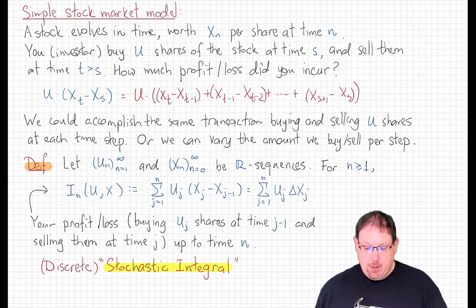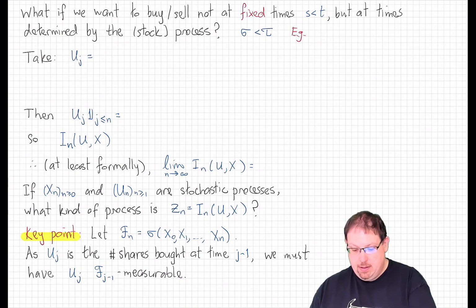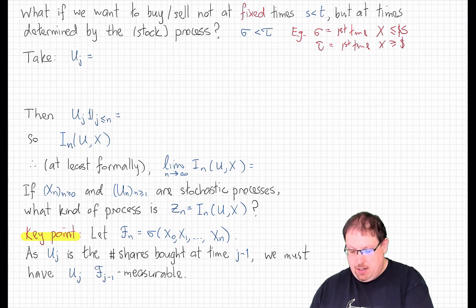At the same time, we also might want to note that our strategy could involve factors that are not at deterministic times, like s and t, but rather might depend on values of the process up to that time. For example, we might not want to buy at a fixed time s and sell at a fixed time t, but rather buy at a random time sigma and sell at a random time tau, where, for example, sigma is the first time that X drops below $5 per share, and tau is the first time that X goes above $10 per share.